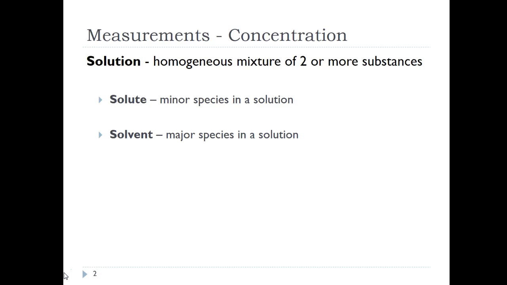So if there are 47 things, there is one solvent, only one thing that there's the most of. Then the 46 other things would be the solutes. The solutes are the ones that are not the most abundant in the mixture. There can be multiple solutes, but there will only ever be one solvent.